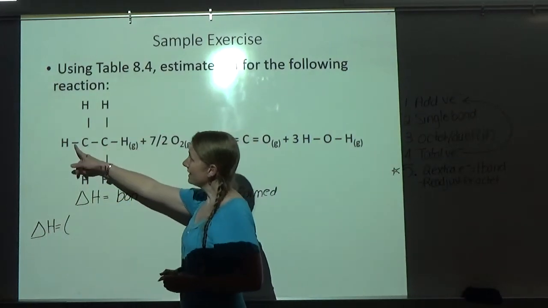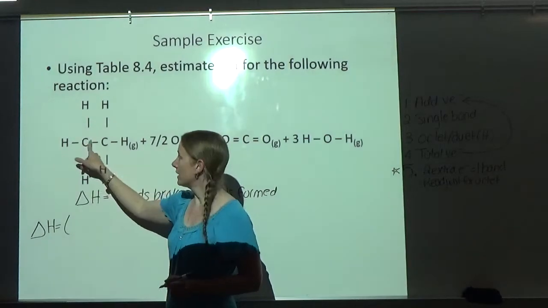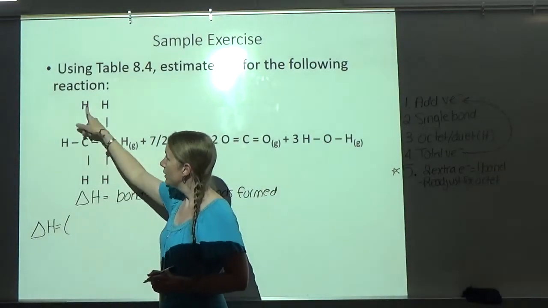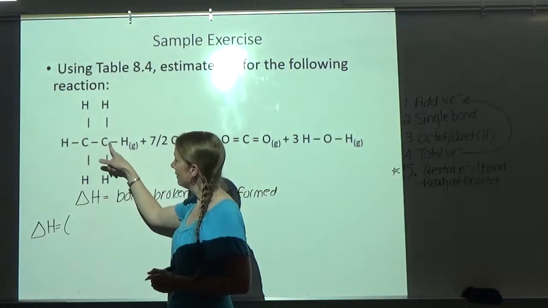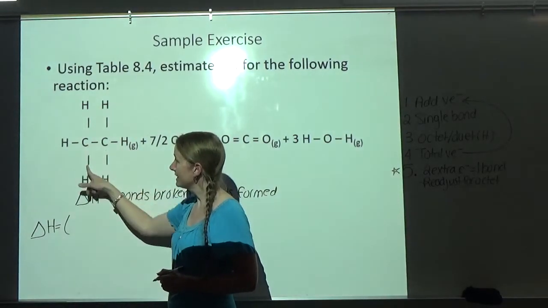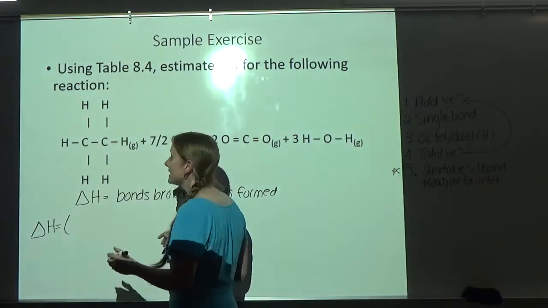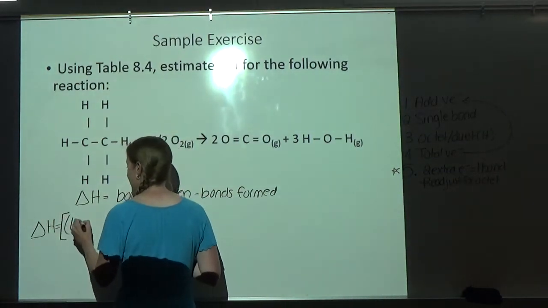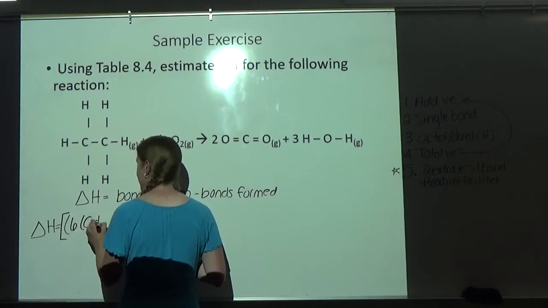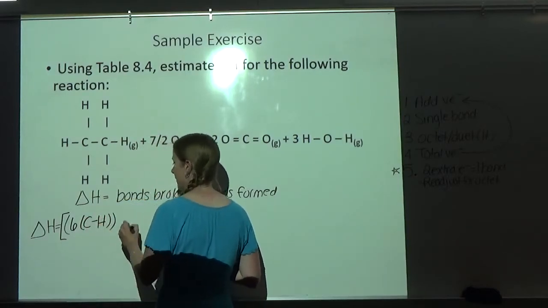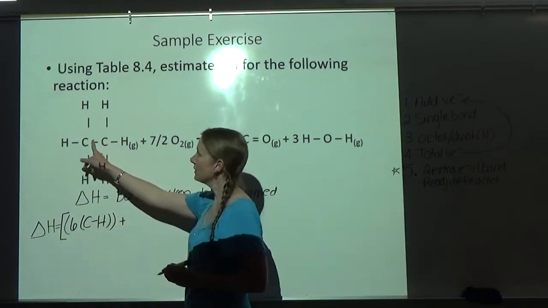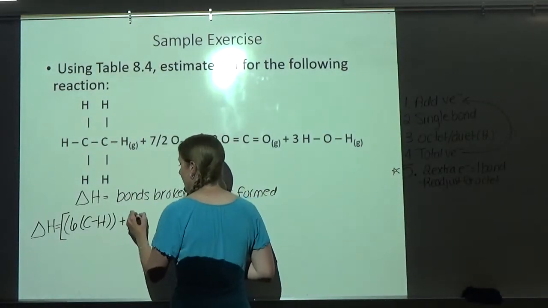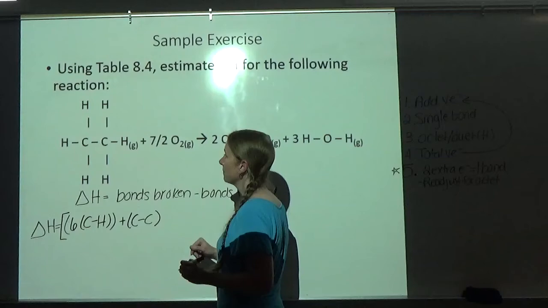Alright, so I can see that I'm breaking a C-H bond, but I'm breaking more than one. So if you look, I'm breaking 1, 2, 3, 4, 5, 6. So I'm actually breaking 6 C-H bonds. Okay, so I'm going to bracket this. So I have 6 times whatever a C-H bond is, plus I'm also going to break this C-C bond. I'm only going to break one of those. So plus a C-C bond.